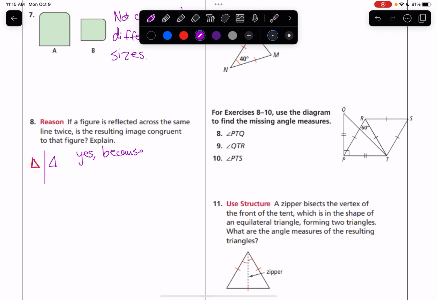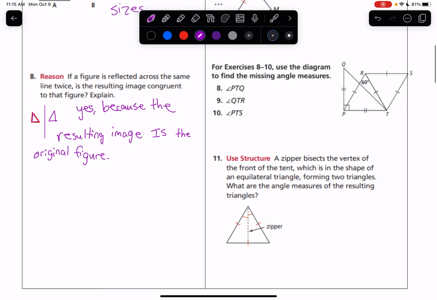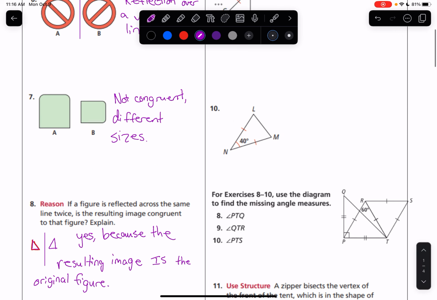because the resulting image is the original figure. Also, because we're just doing a series of rigid motions, and we know that when we complete a series of rigid motions, the new shape is going to be congruent to the old shape. So this is just some rigid motions and maybe kind of a unique scenario, but it definitely will be congruent because all we did was do reflections.